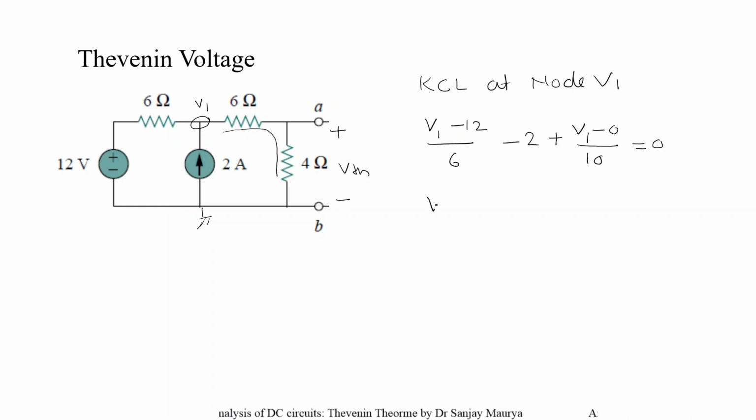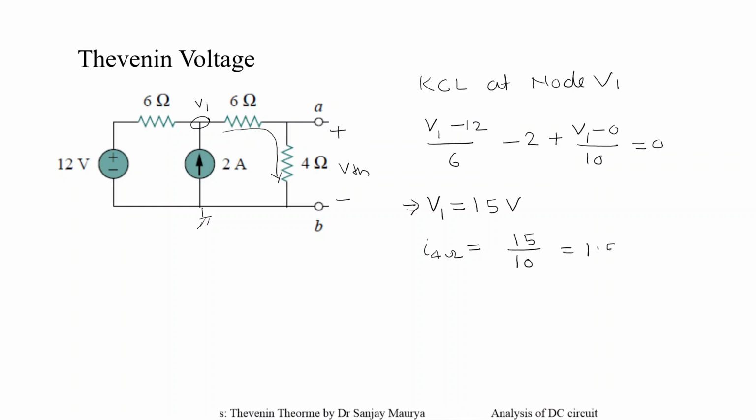If I solve this one, after solving I'll get V1 is equal to 15 volt. So the current in this branch, the current in 4 ohm, will be 15 divided by 10. So that will be your 1.5 ampere. And now if I'm going to find out the voltage across 4 ohm, it will be equal to 4 into 1.5. So that will be 6 volt.